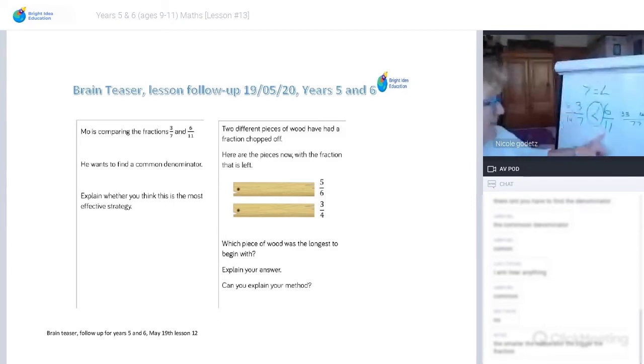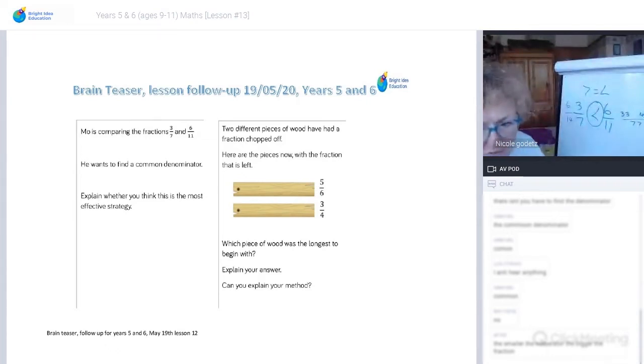Oh, well, 6/14 is smaller than 6/11 because 14s are smaller than 11s. If you had 6/14 of the cake, you would have less than if you had 6/11, because 14s are smaller than 11s. So anybody ever done that before using the numerators?